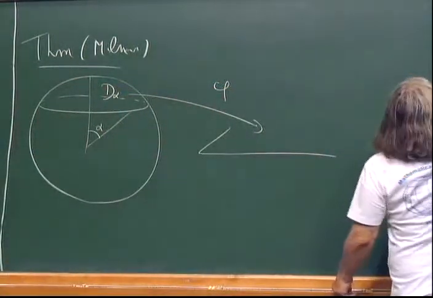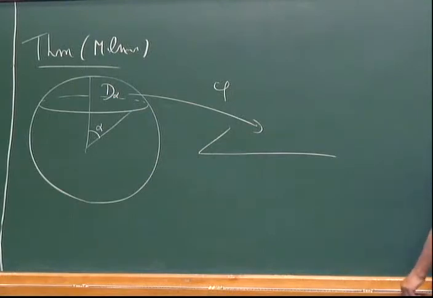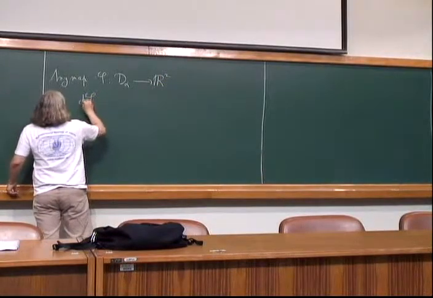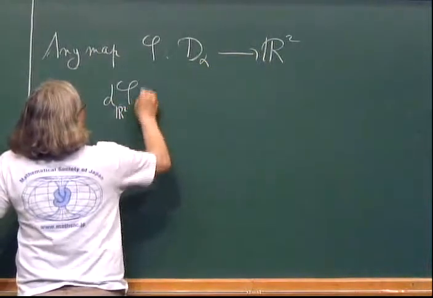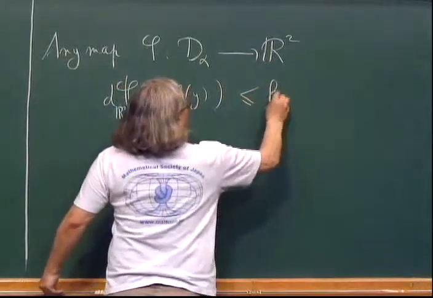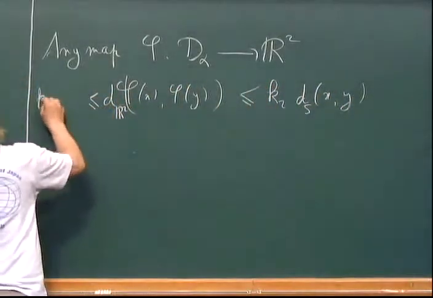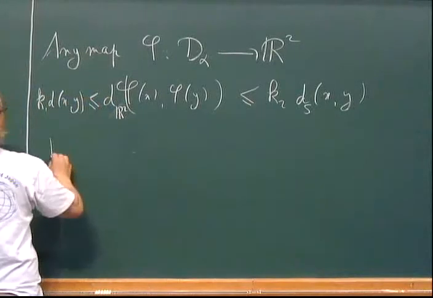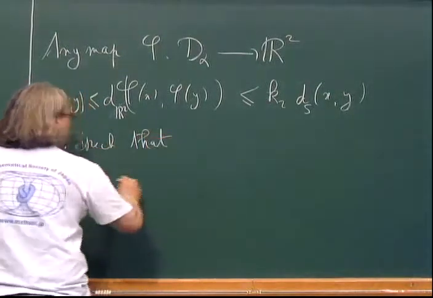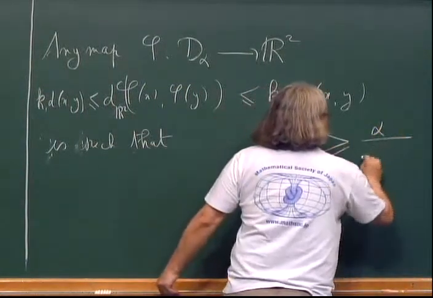Okay, so I would put it this way: any map phi from the polar cap to the plane which is Lipschitz, that is, the distance in the plane between phi x and phi y is less than k2 times the distance xy in the sphere and more than k1 times the distance xy, is such that k2 divided by k1 is at least alpha divided by sine alpha.